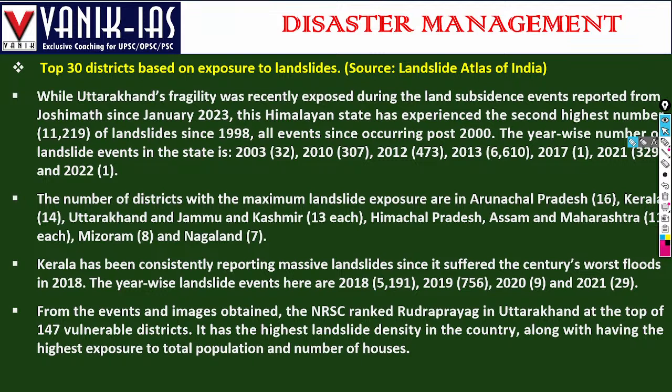So the districts with maximum landslide exposure are in Andhra Pradesh, then Kerala, Uttarakhand, Jammu Kashmir, Himachal Pradesh, Assam, Maharashtra, Mizoram, Nagaland. Kerala has been consistently reporting massive landslides since it suffered the country's worst flood in 2018. In the event and image obtained, the National Remote Sensing Center ranked Rudraprayag in Uttarakhand at the top of the 147 Parliament districts. They have the highest landslide density in the country, along with the highest exposure to total population and number of houses.